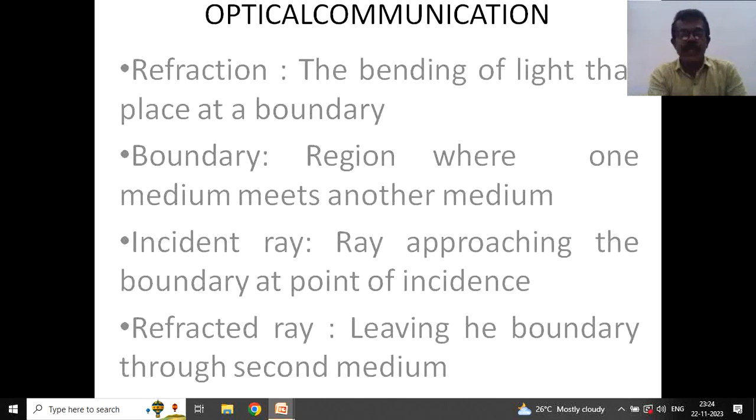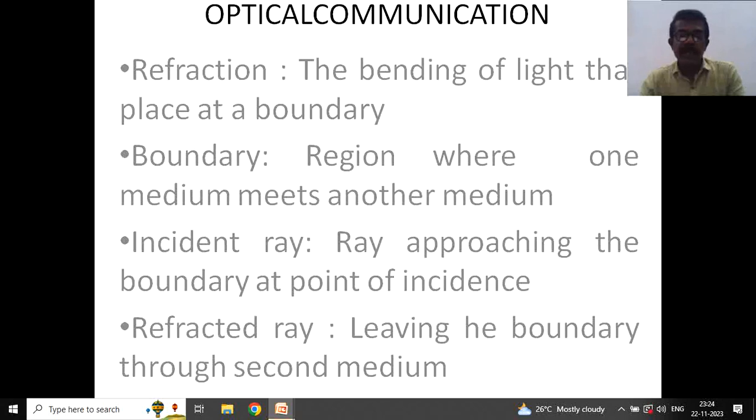So these are the basic terms we need to know before understanding the ray theory. First one is the refraction. Refraction, you know, is the bending of light that takes place at the boundary. Boundary means in optical fiber communication, whenever you want to transmit the light, you need two types of medium. One is a denser medium and the second one is the rarer medium. So boundary is a place to connect the two mediums.